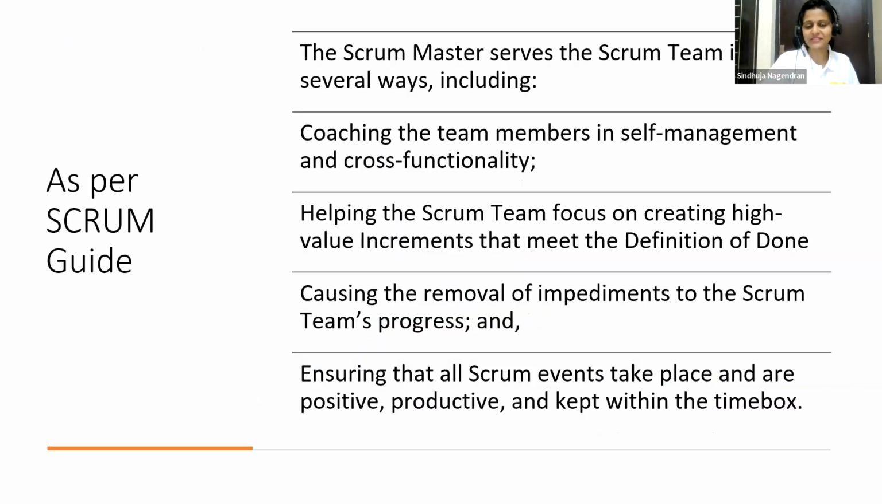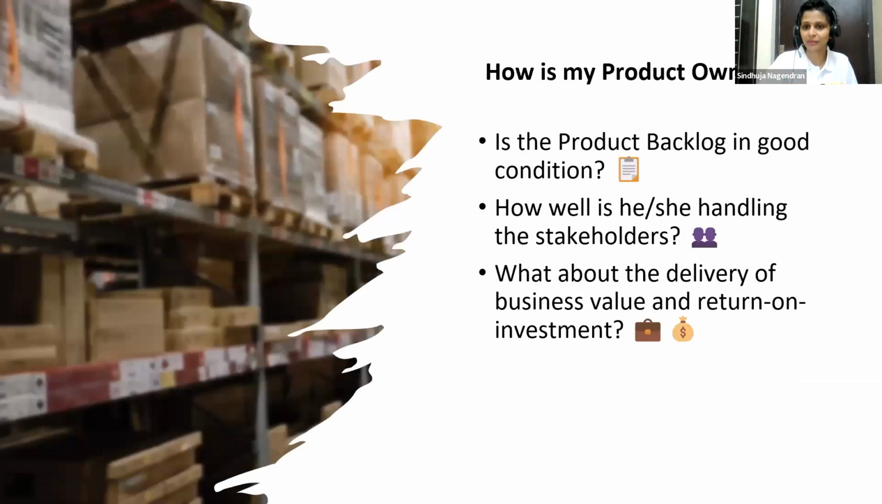As per the Scrum Guide, the Scrum Master serves the Scrum team in several ways: coaching the team members in self-management and cross-functionality, helping the Scrum team focus on creating high-value increments that meet the definition of done, causing the removal of impediments to the Scrum team's progress, and ensuring that all Scrum events take place and are productive, positive, and kept within the time box. This is as per the Scrum Guide, but it is more than that. If we dig deeper into this, the work nature will be a little higher.